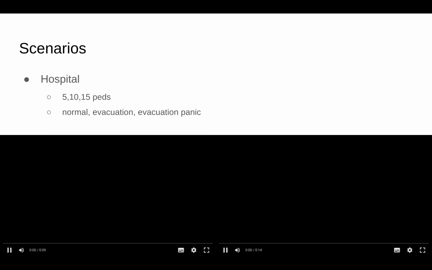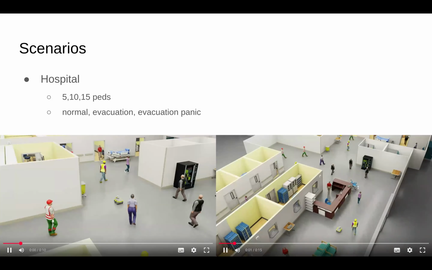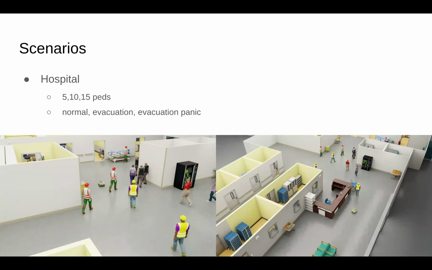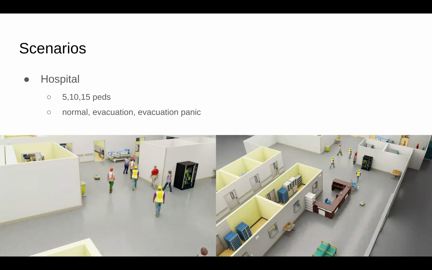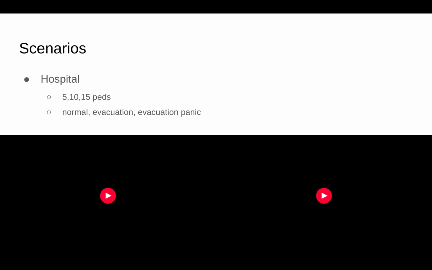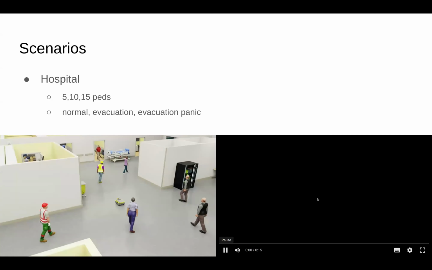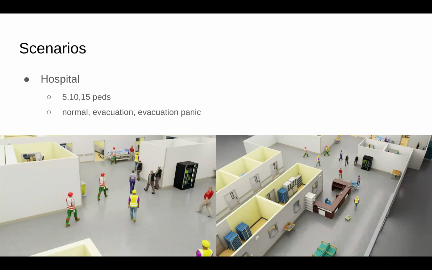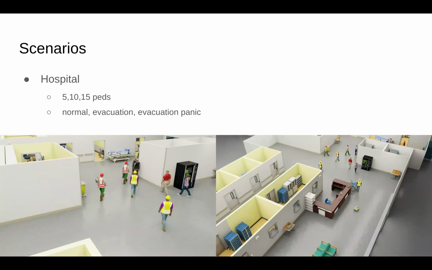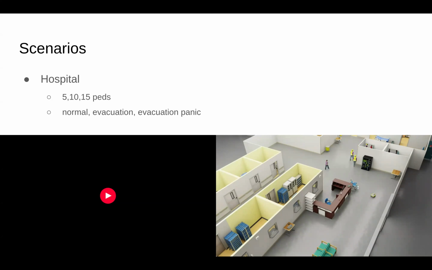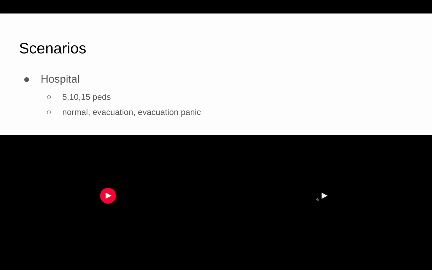Then, the next scenario is hospital. This is very application specific, a very environmental scenario where we have a fully modeled hospital with different types of people walking around. We test the scenarios with 5, 10, and 15 people in predetermined locations. And here we have different social situations, which is a normal situation where the pedestrians just walk around and perform their duties. An evacuation scenario where the pedestrians, as you can see, start walking out towards the exit. And finally, an evacuation panic where the pedestrians are not so calm and start running around and moving around erratically.